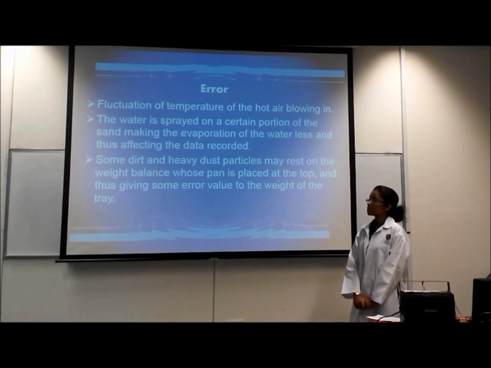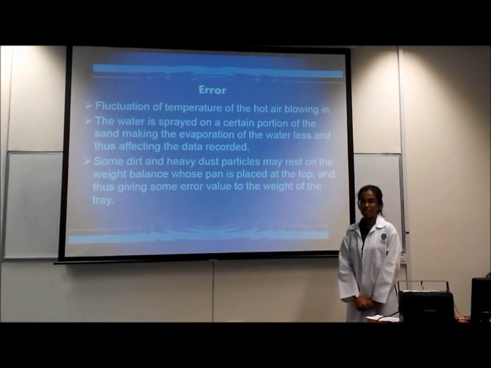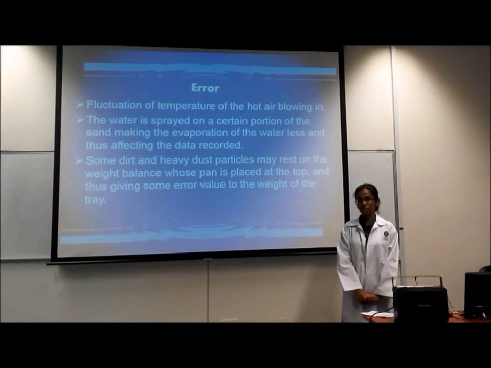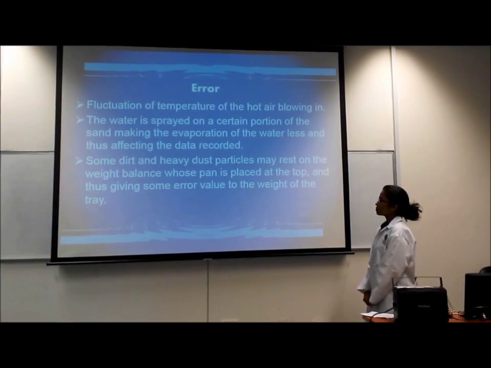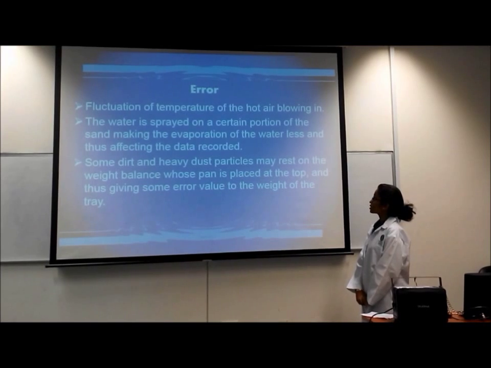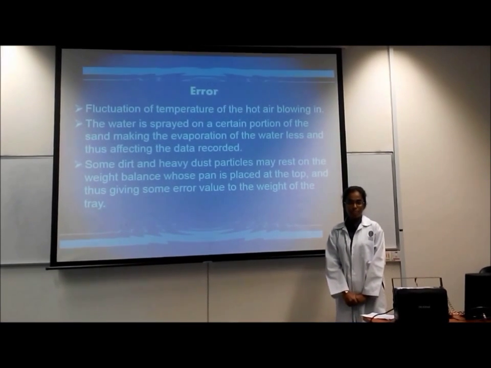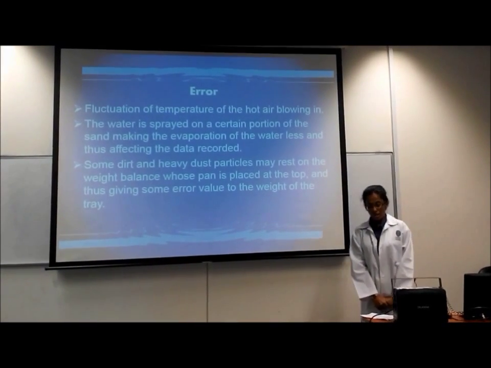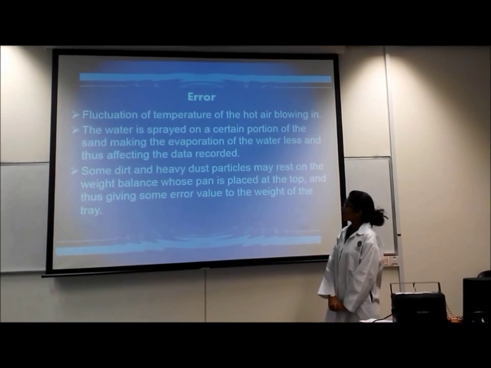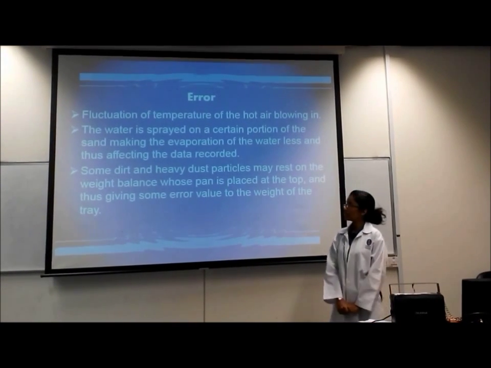And next up will be on the errors that we have encountered while conducting the experiment on tray drying. So the first point here is the fluctuation of temperature of the hot air blowing into the tray dryer. So this will somehow affect the drying process in total.